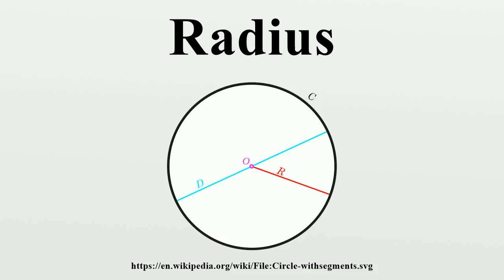Polar coordinates. The polar coordinate system is a two-dimensional coordinate system in which each point on a plane is determined by a distance from a fixed point and an angle from a fixed direction. The fixed point is called the pole, and the ray from the pole in the fixed direction is the polar axis. The distance from the pole is called the radial coordinate or radius, and the angle is the angular coordinate, polar angle, or azimuth.